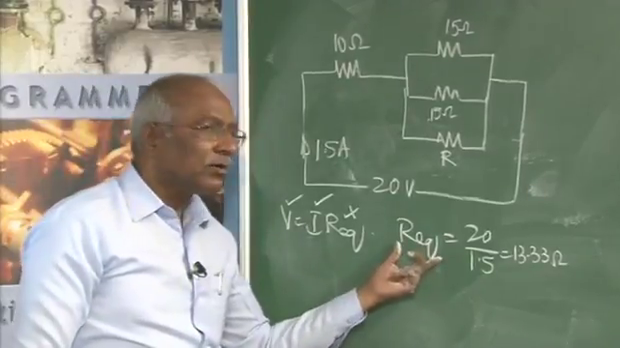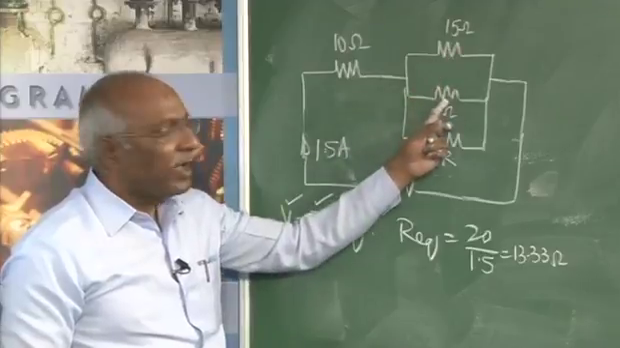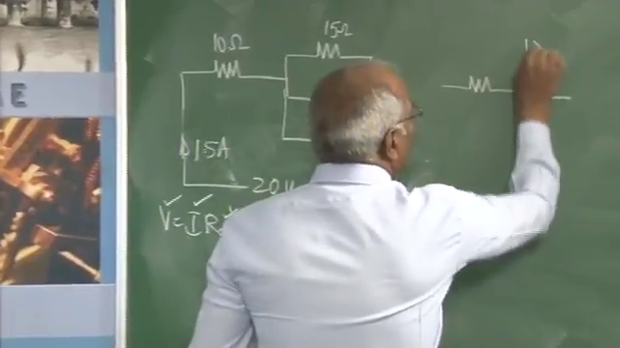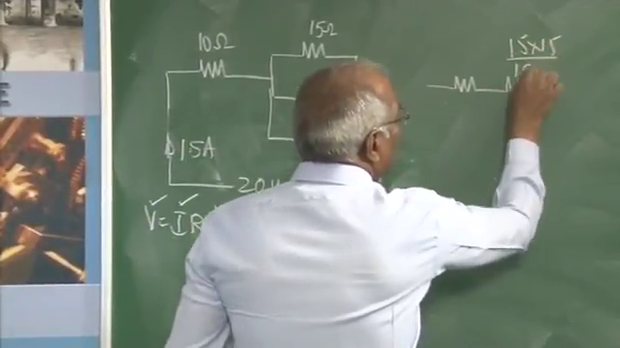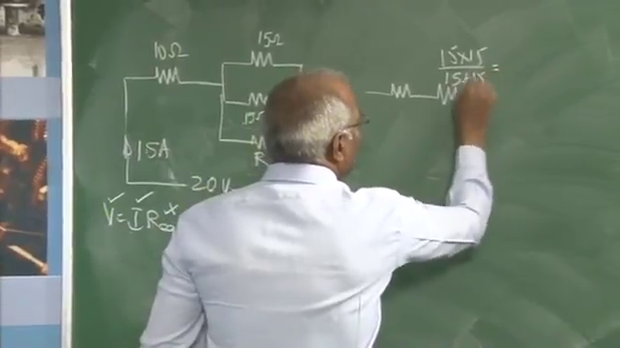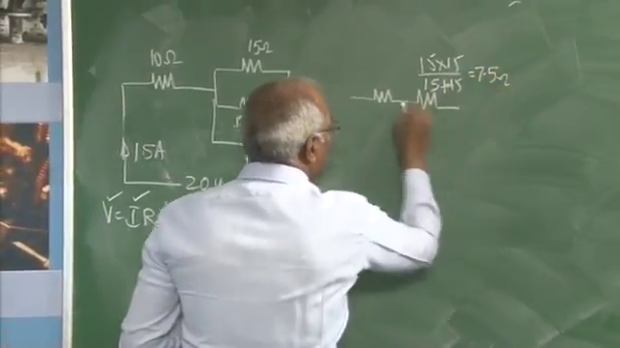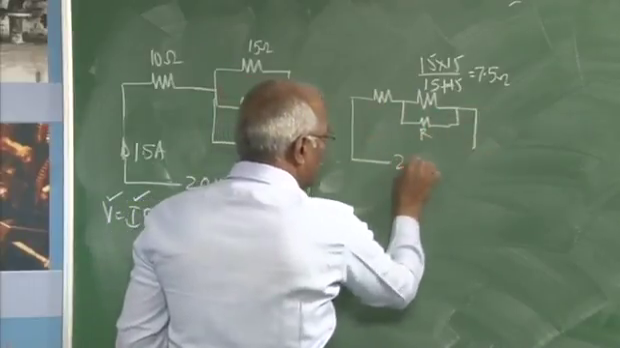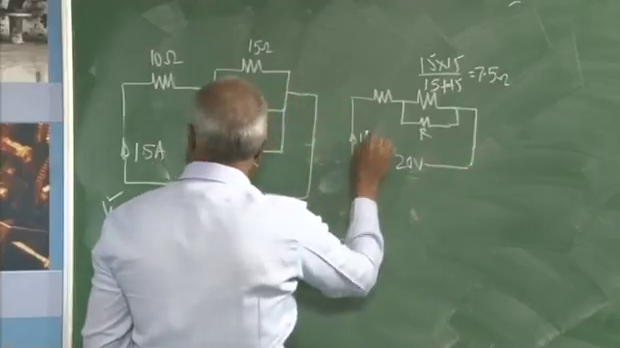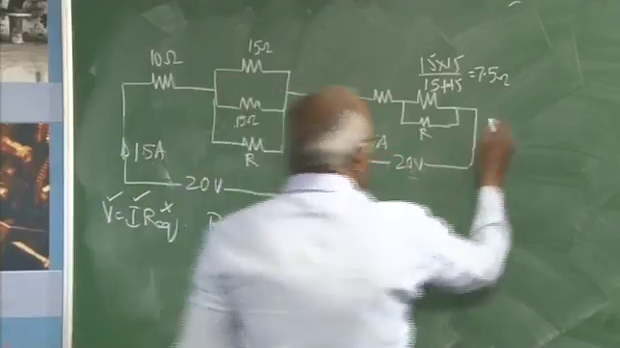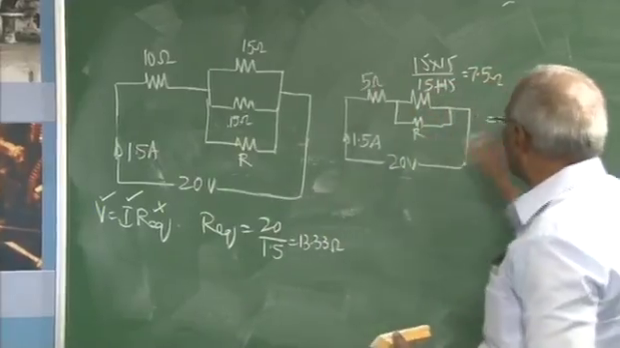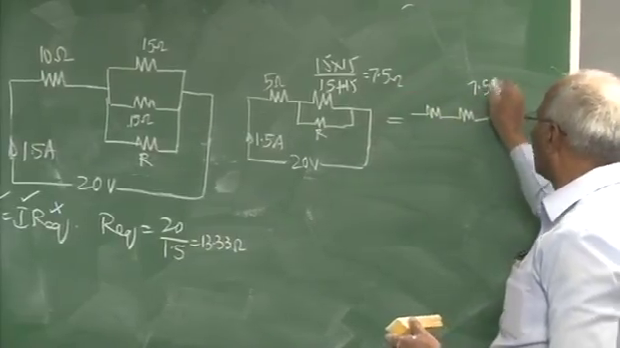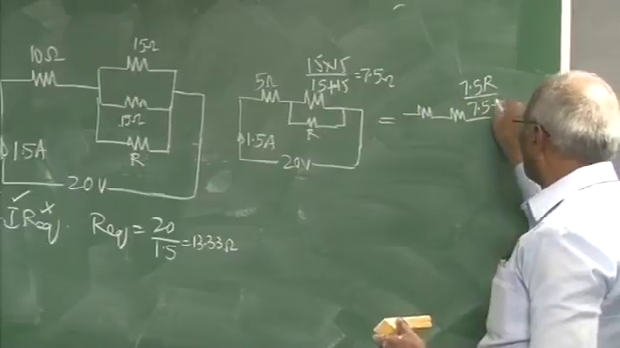Now, what is this R equivalent? In that respect, these two are in parallel, so this can be replaced by one resistance. What is this R equivalent? This will be 15 into 15 divided by 15 plus 15, that comes to 7.5 ohm. And in parallel with that is this R. This is 20 volts and this is 1.5 ampere. This can be further reduced as these two are in parallel, therefore 7.5 R over 7.5 plus R.